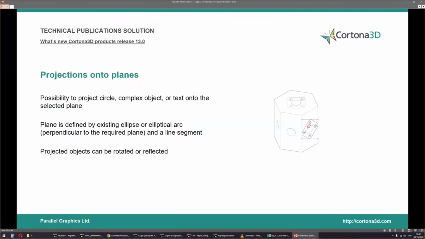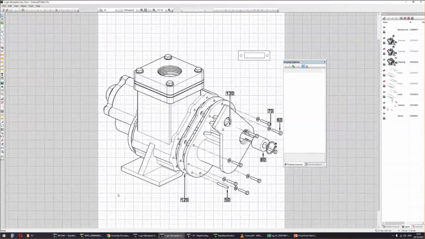So you always need a perpendicular ellipse or elliptical arc and some kind of line segment, which lies there as well, to create such a projection. Once the projection is made, you can manipulate the projected object quite easily. Now let me actually show you how that can be done.